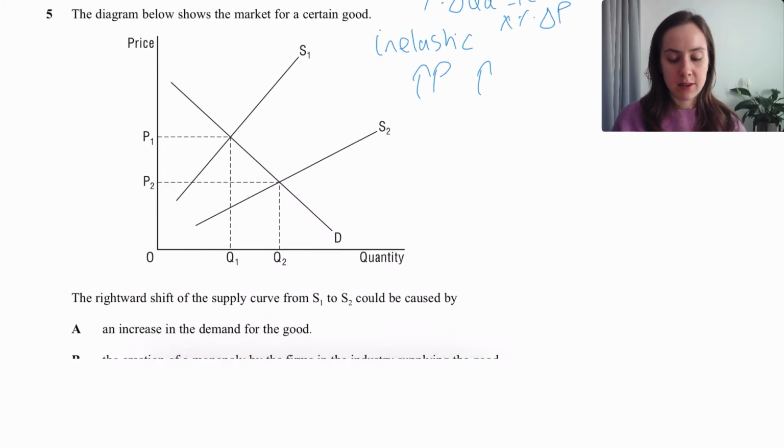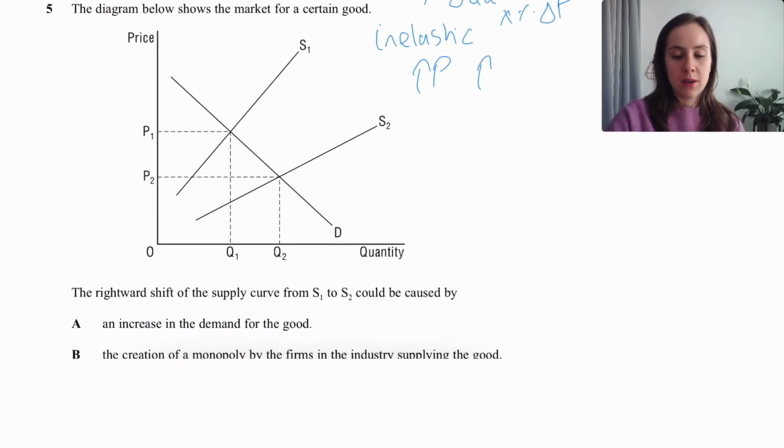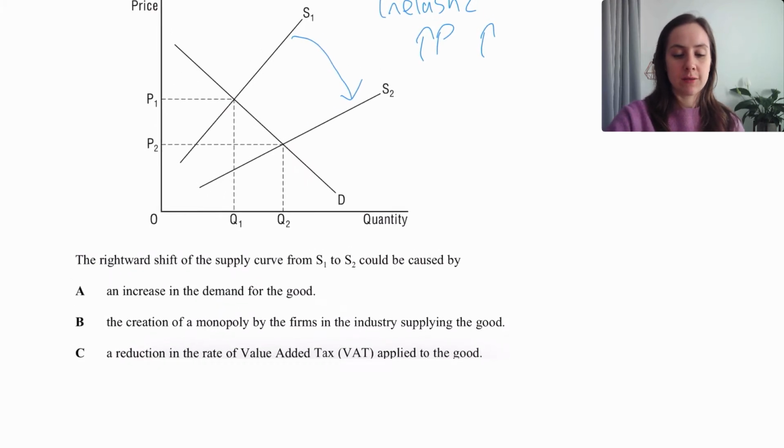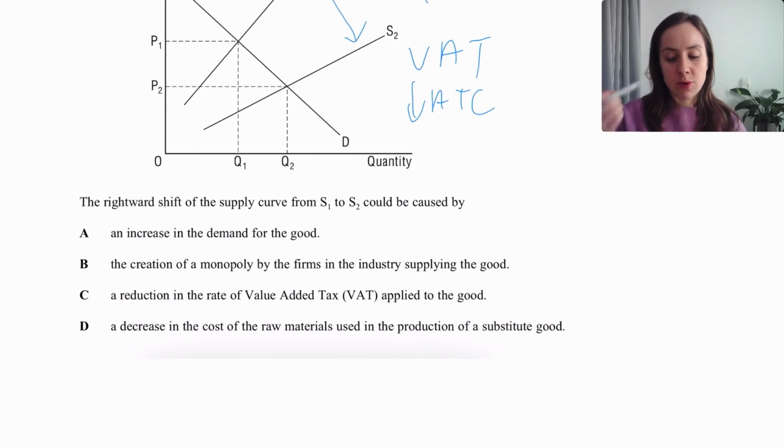Here we have S1 and S2. It's been a shift to the right. This is a tilted shift. So usually this is a VAT change. It's odd that it's going right, meaning that there's been lower cost of production. So I reckon VAT has been removed, which is the answer here.